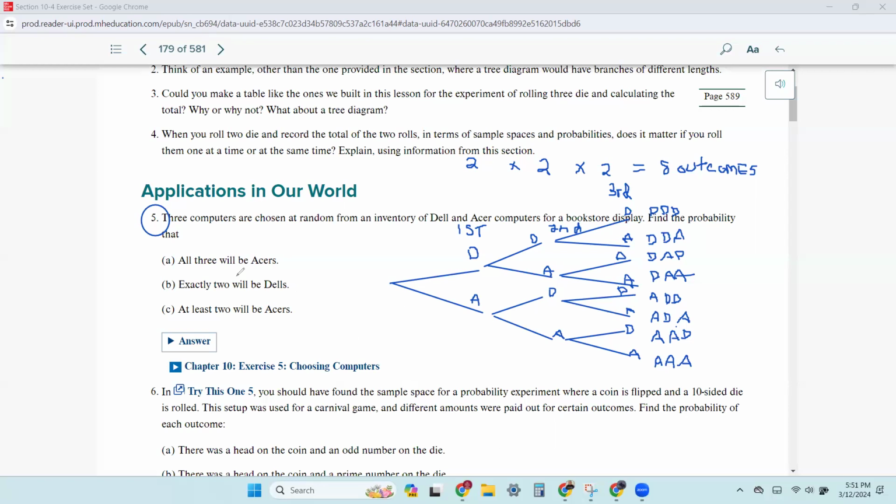Okay, now find the probability. We're looking for the probability now that all three will be Acers. So I'm going to put just AAA, because that's what that is. That's three Acers. All right, there's 8 outcomes. And how many of them with three Acers? That is the only one, correct? Yes. So the probability of all Acers is 1/8.